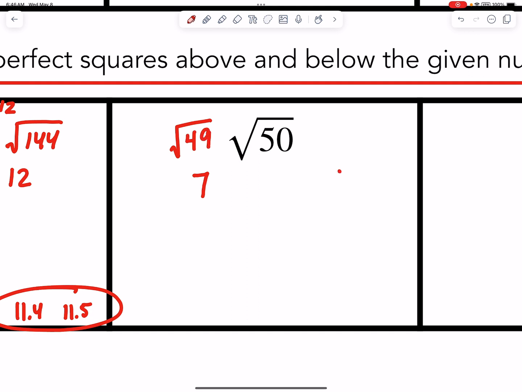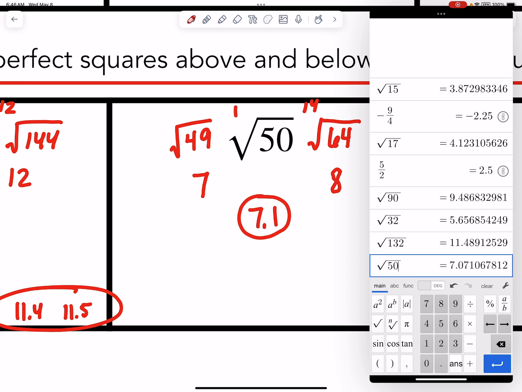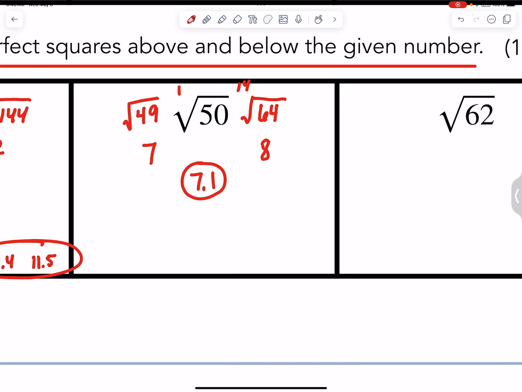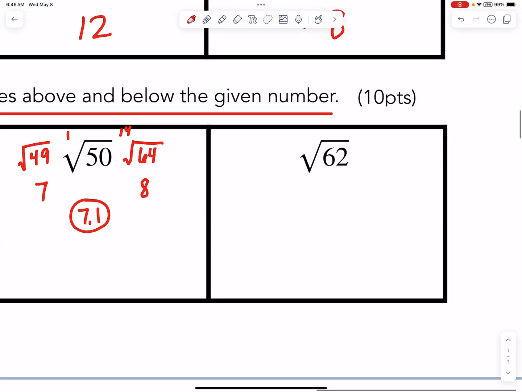So that means an 8 would go here, and 8 times 8 is 64. Okay, we're obviously really close to 7, and we're 14 away to 64. So this one's an easy, definite. I'm going with 7.1. It's really, really close to 7. All right, so let's see. Square root of 50, yep, 7.07. So definitely 7.1. I guess I could give you 7.2, but really 7.1 is the obvious choice.